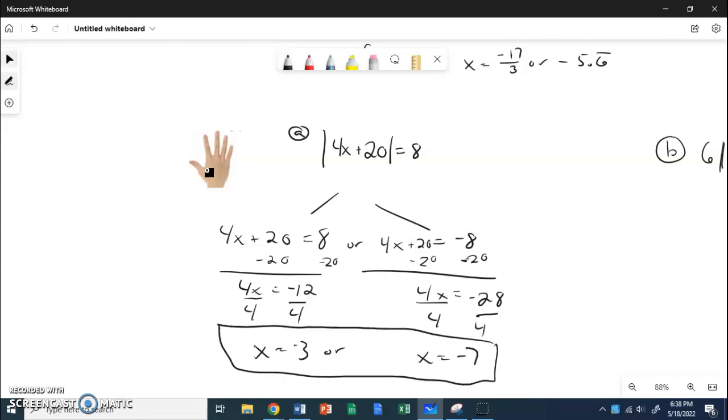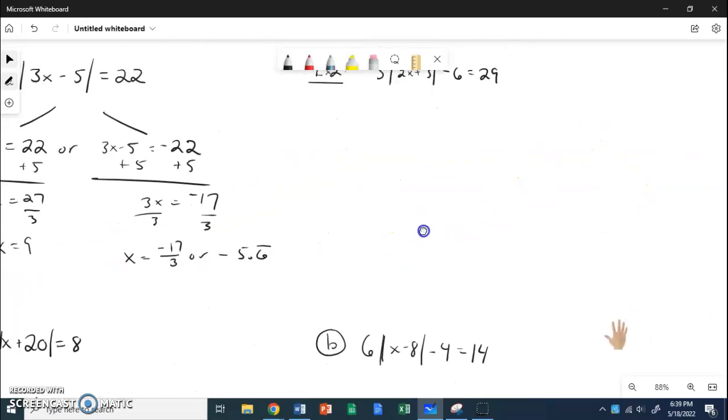So for absolute value, you have two answers, unless you're at 0. Now remember, you can't be a negative distance away, so if you have absolute value equals a negative number, that's no solution. So make sure you're careful of that.